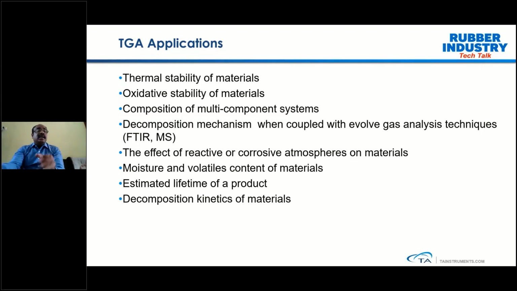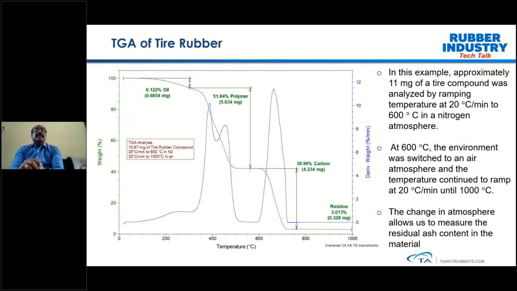So these are some of the key applications, and here I'm going to highlight some of the TGA applications in tire rubber. For example, here you can see a typical standard TGA thermogram, where we have taken 11 mg of tire compound and analyzed it in ramping mode. So we are taking a few mg of sample. Generally, it will take 10 to 20 mg of sample and put it in a TGA crucible.